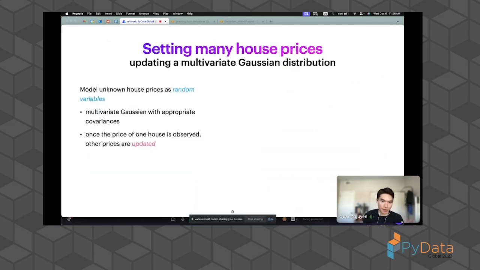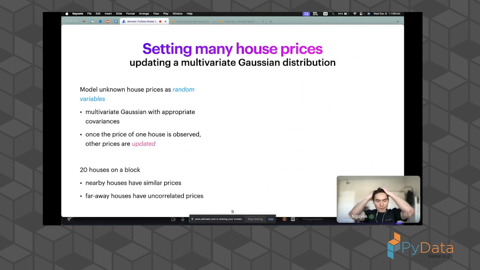Okay, so that's the 3D case. But as you can imagine, a multivariate Gaussian distribution can model the joint distribution of any number of random variables. So we don't actually have to stop at 3. Let's imagine here that now you are an analyst studying the prices of 20 houses on a block. And you have this very particular correlation structure that you want to model, which is that nearby houses should have similar prices and far away houses should have uncorrelated prices, which is pretty reasonable.